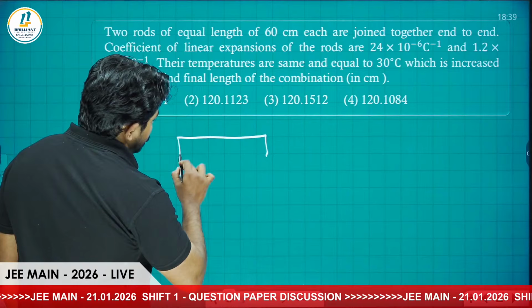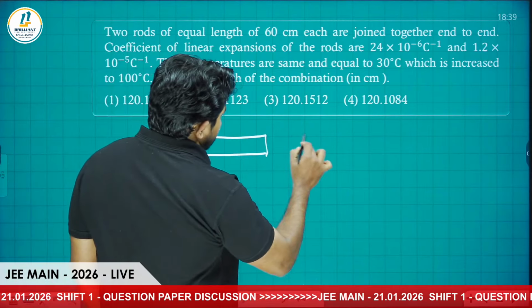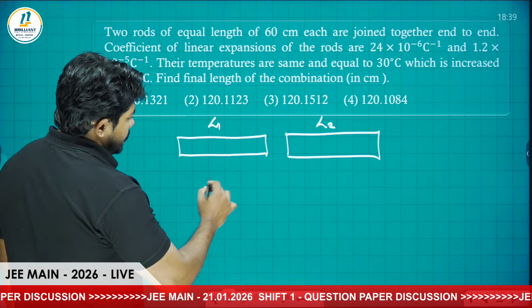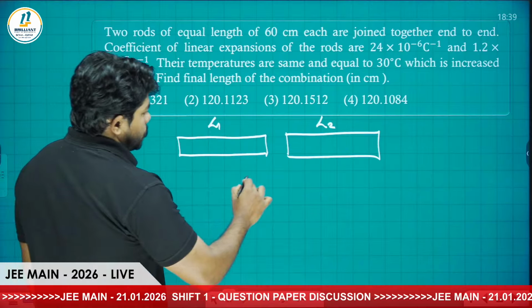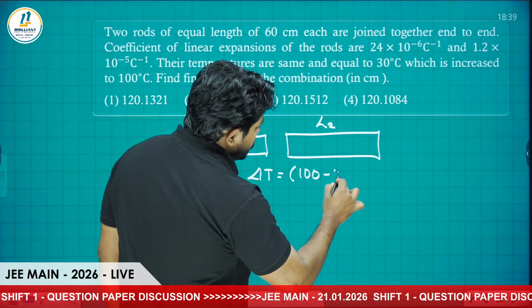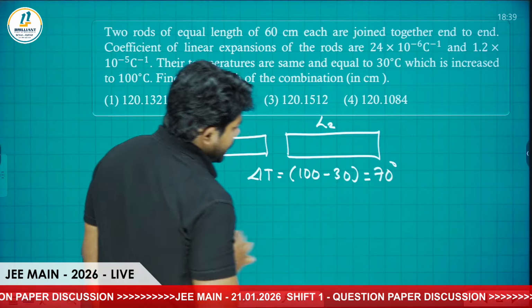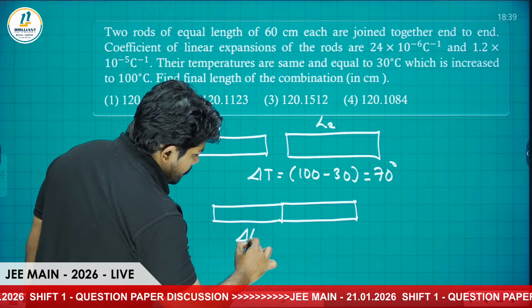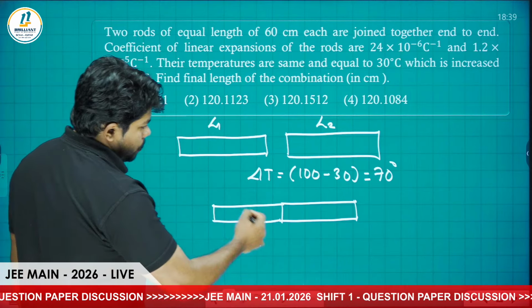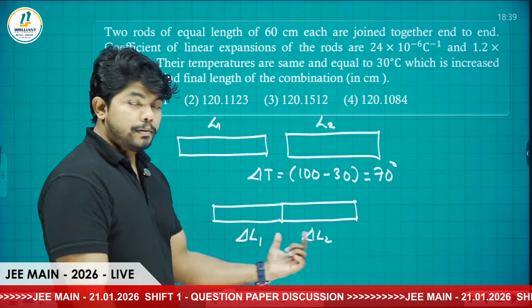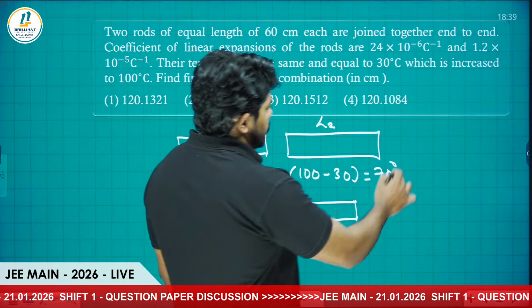So we know that if we take two rods of length L1 and L2, and we are joining them, and we are also increasing the temperature. So at delta T temperature, which in this case is 100 minus 30, that is 70 degrees. So what will happen if I join these rods? We get a delta L1 extension for the first rod and delta L2 extension for the second rod. So the total extension will be the sum of these two.